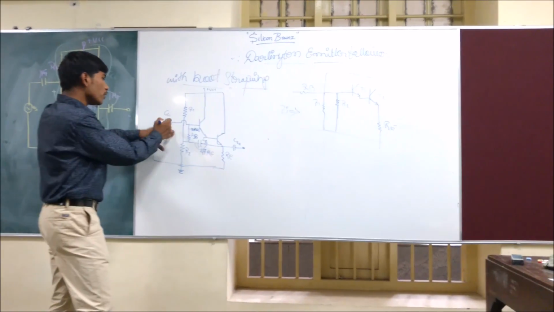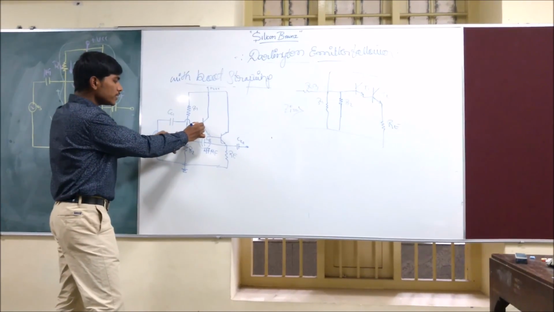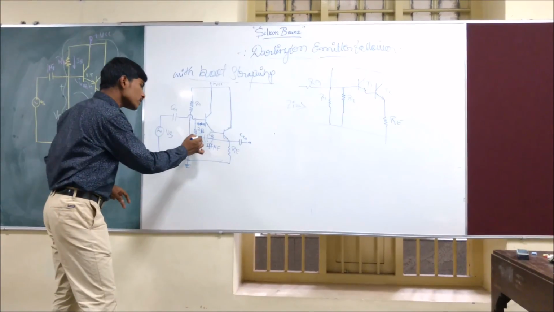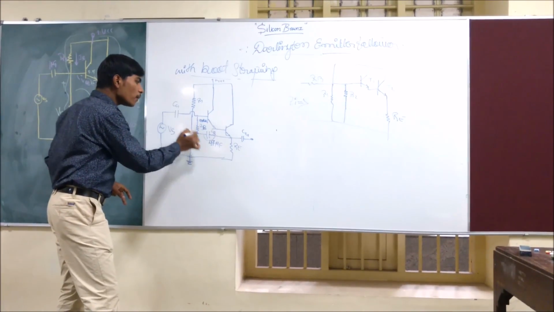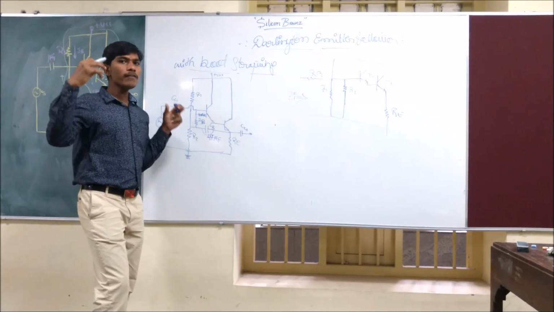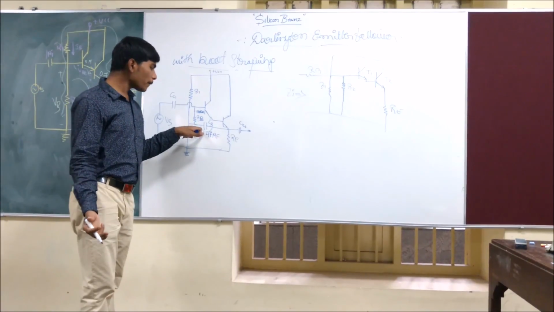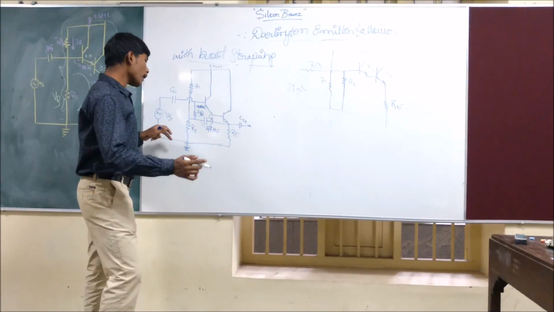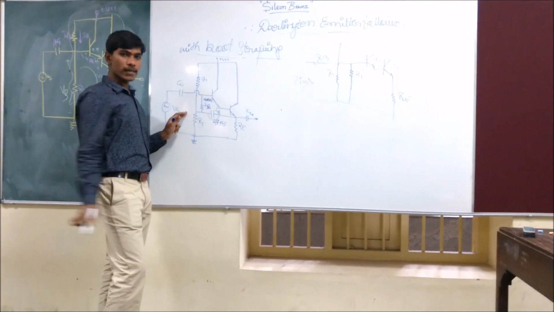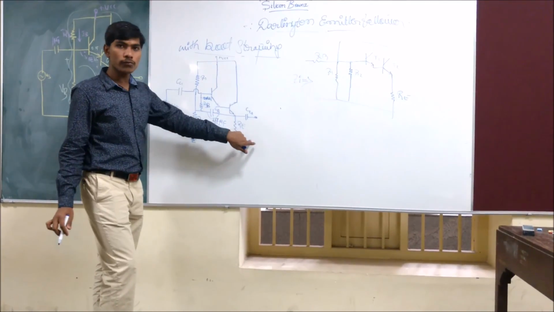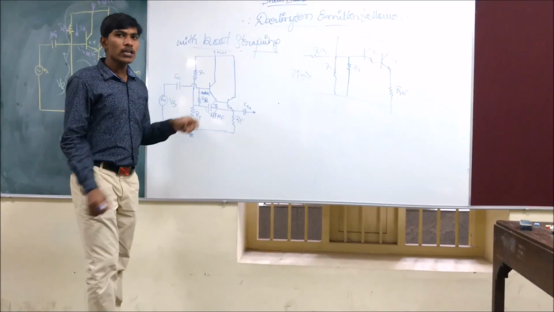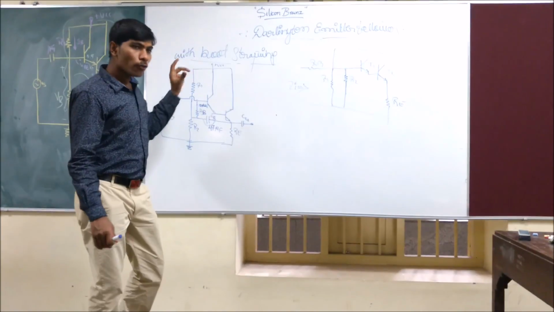So what happens when you feed an input directly to the base? This external network is called the bootstrap network. This capacitor, even for very low frequency, acts as a short. Since this capacitor acts as a short, whatever voltage is applied appears directly at the output. Okay? And then let me explain what happens without bootstrapping.